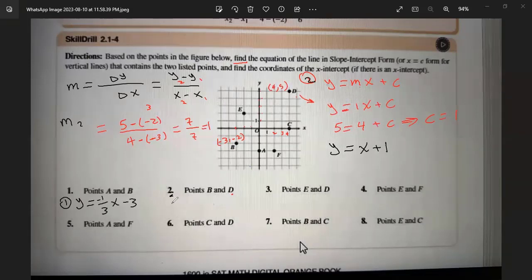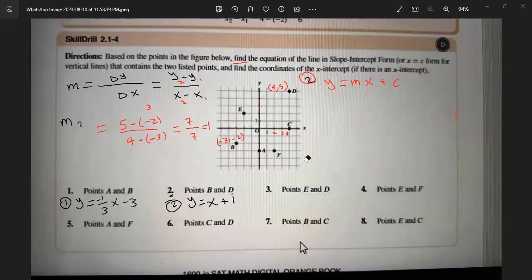So number 2 here, y equals x plus 1. I hope it is clear. Working on number 3, point D and point E. Number 3 here.